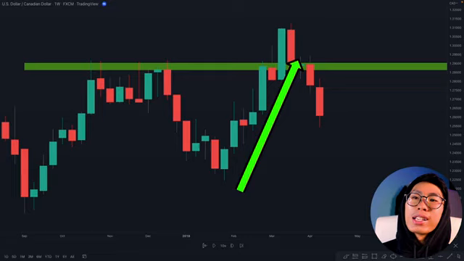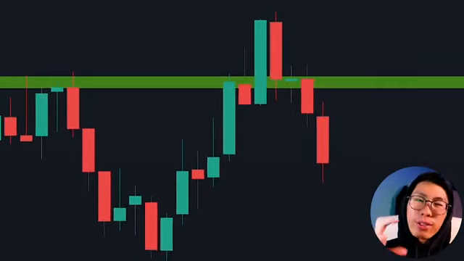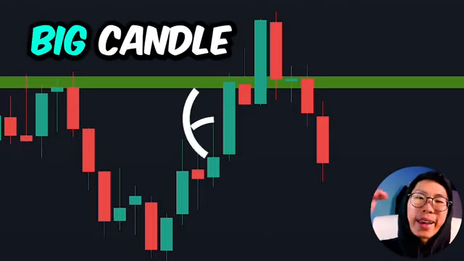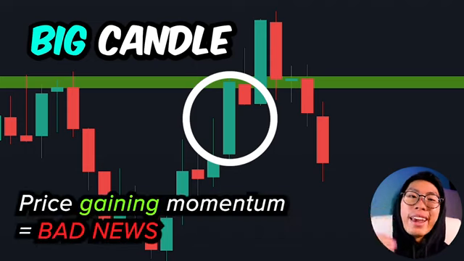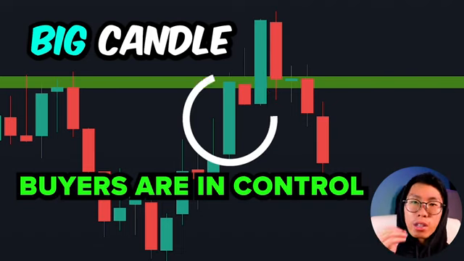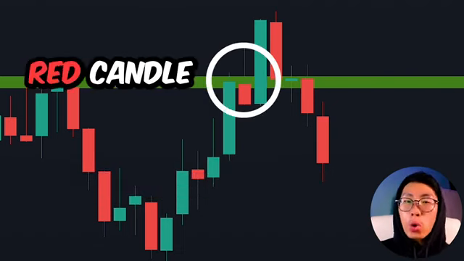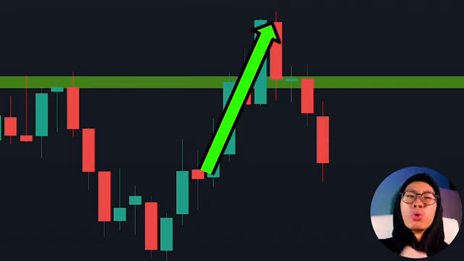Now look at what price is doing as it's coming up to this resistance level again. We have a small green candle followed by this big juicy green candlestick, which shows us that price is gaining momentum as it approaches this key resistance level. This tells us that buyers are in control, and then price gave us a red candle next, which shows us that people tried to enter for a sell right here at this resistance level, but they failed miserably. And then price just burst right through it.